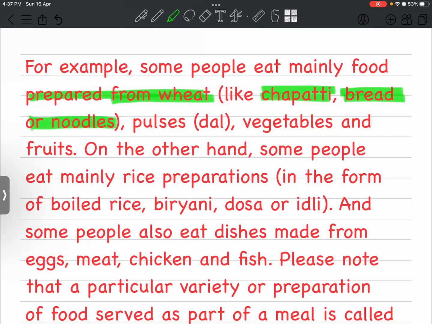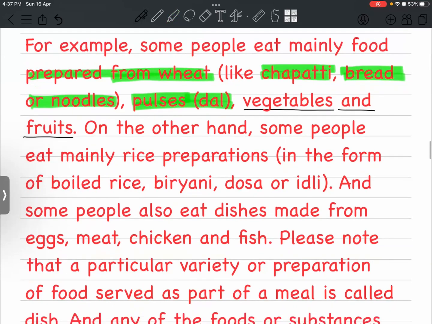Okay. Now, what other types of food do we consume? Pulses, right? They are the dal, moong dal, chana dal. We also consume different types of vegetables and fruits.